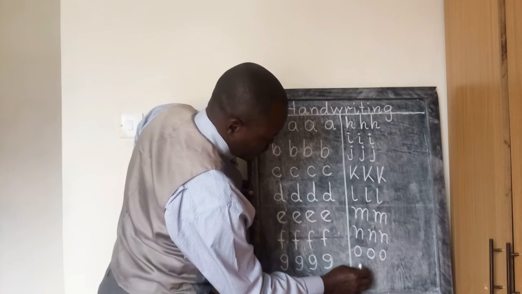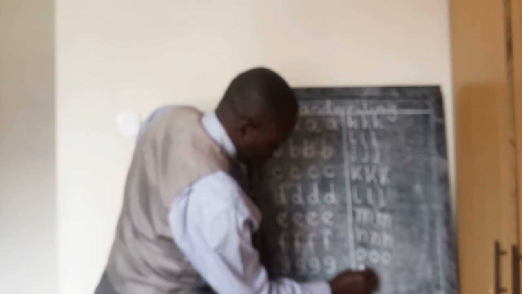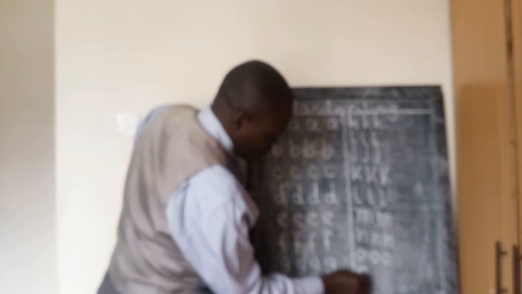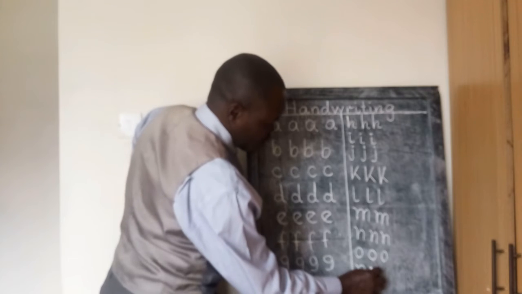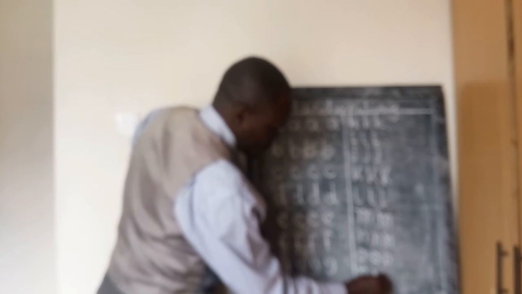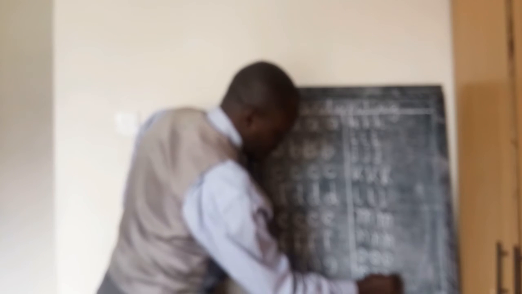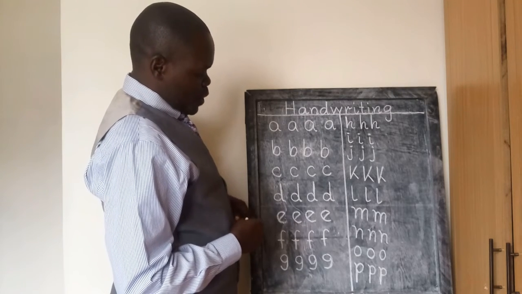Just write a stroke, then that shape. Make sure this part is seen. Stroke, then that shape. You will have written a very, very good P.